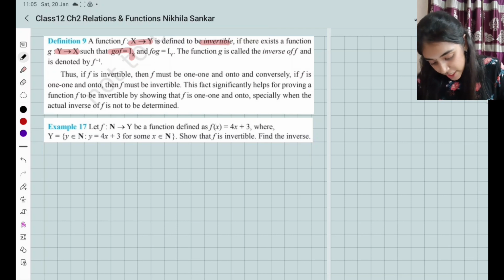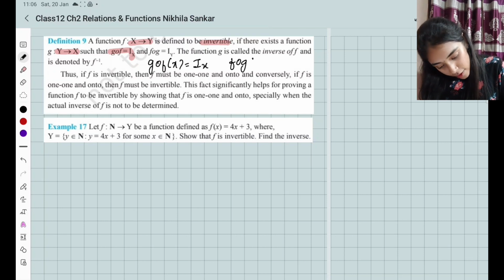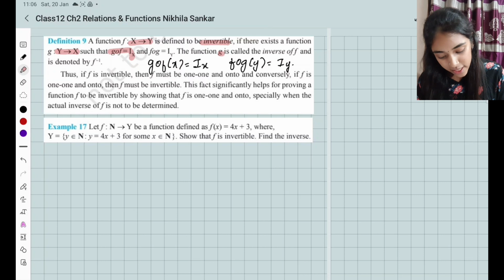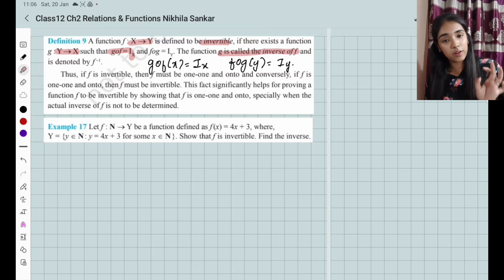Okay, I'll write it briefly. You have g of f of x. So this is going to be I x. If you do f of g of y, this is going to be in terms of I y, correct? So if such a case exists, you say that g is the inverse of f. Understood? Now if you do g of f, x should come, and if you do f of g, y should come. If it is like this, you say that they are the inverse of each other.